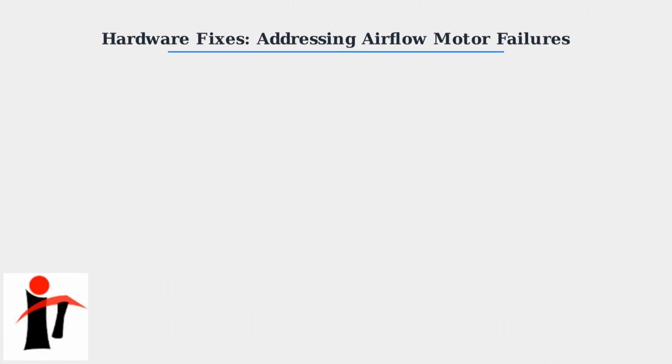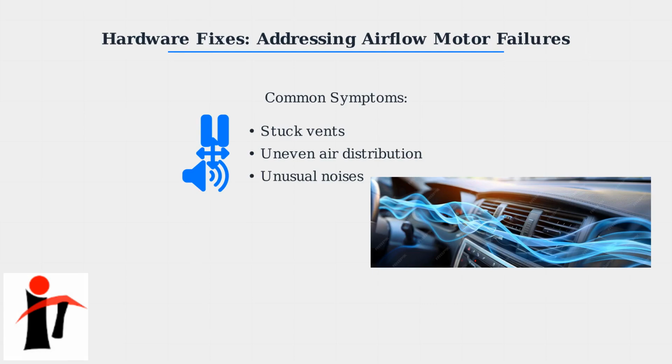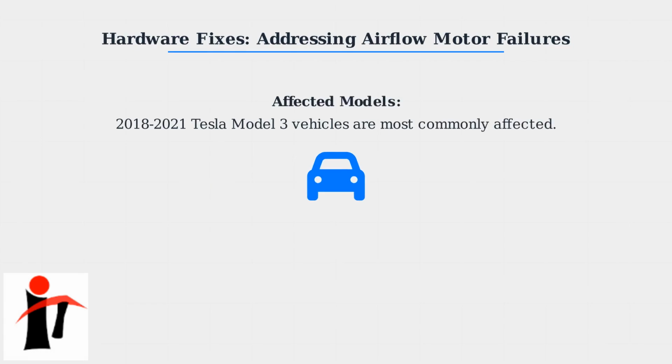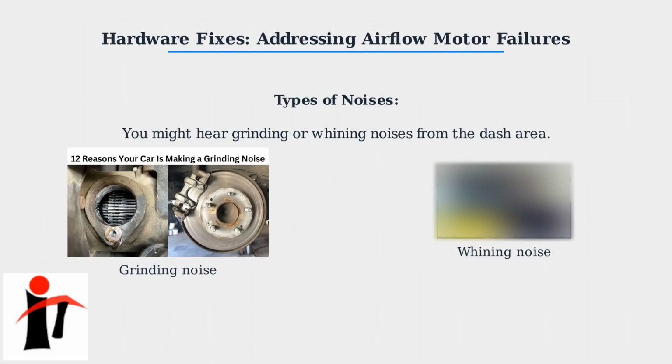Hardware fixes, addressing airflow motor failures. If you're experiencing airflow problems such as stuck vents, uneven distribution, or unusual noises, the airflow motors might be the culprit. Common symptoms include stuck vents where air doesn't flow properly, uneven air distribution throughout the cabin, and unusual noises coming from the dashboard area. These failures are more common in 2018-2021 Tesla Model 3 models, likely due to early production issues with the motor components. You might hear grinding or whining noises from the dash. Grinding typically indicates mechanical wear, while whining suggests electrical issues.